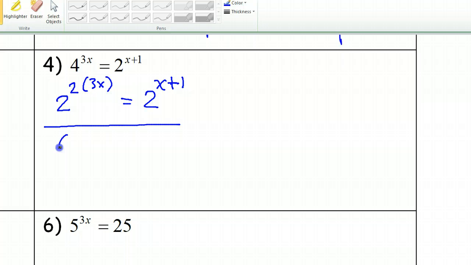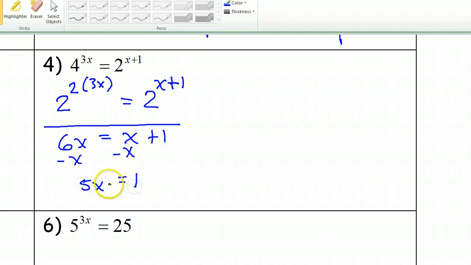6x, I just went ahead and multiplied, should equal x plus 1. Subtracting x from both sides gives me 5x equals 1. Now, to get x by itself, I need to divide by 5. Okay, and that is going to give me x is equal to 1/5.